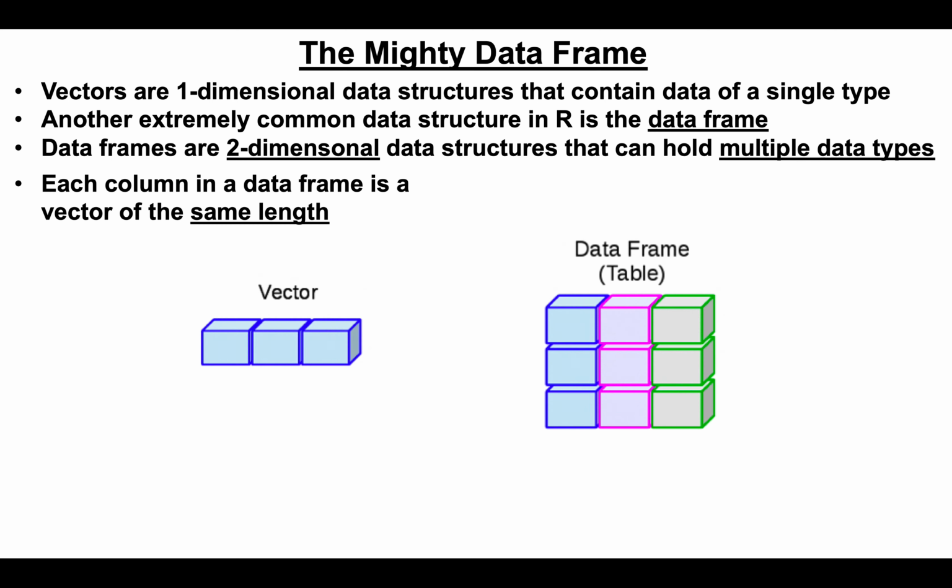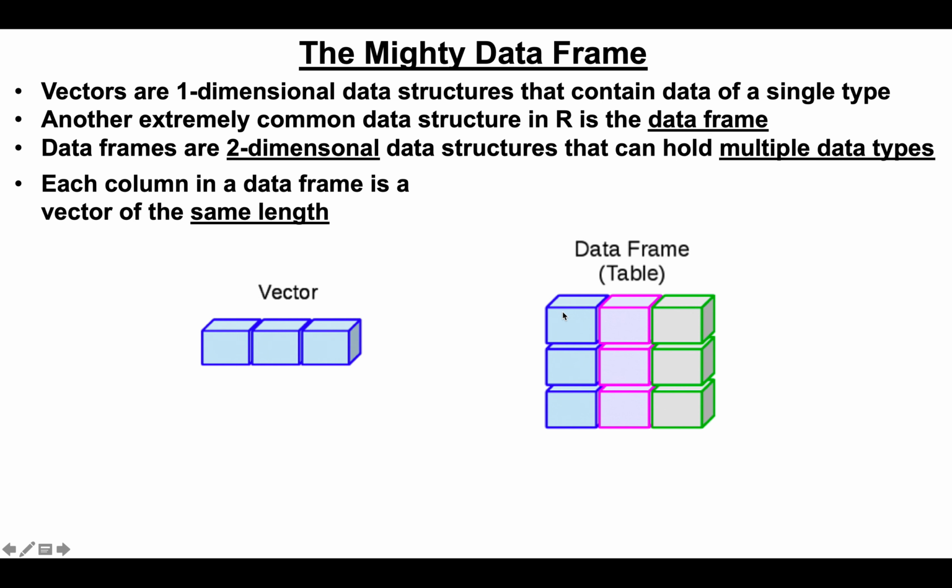All right, so let's get into some new material. For today, that material is going to revolve around the data frame. Vectors are those one-dimensional data structures. Data frames are two-dimensional data structures. And importantly, data frames can hold multiple data types. A data frame is actually made up of vectors.